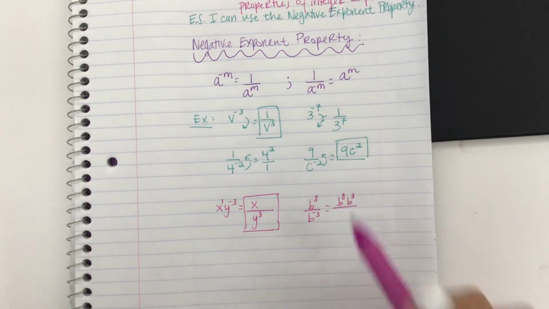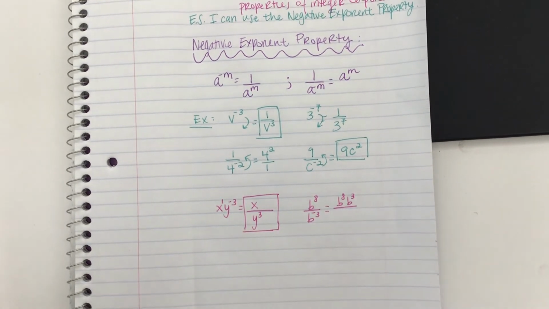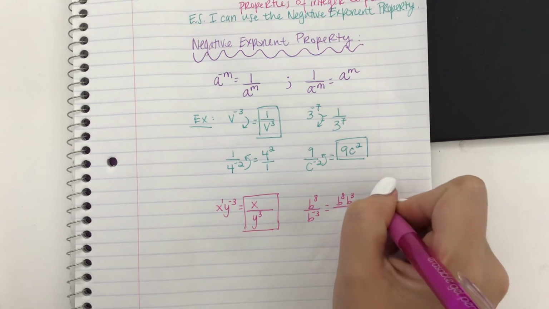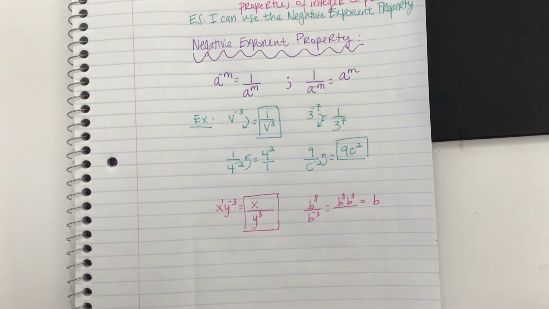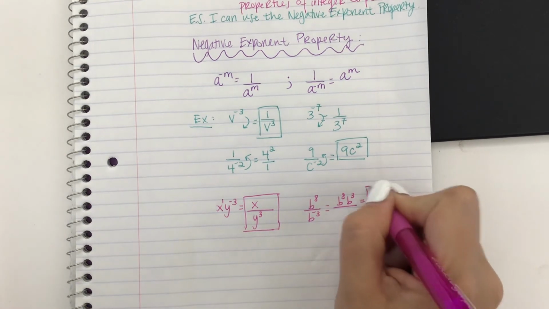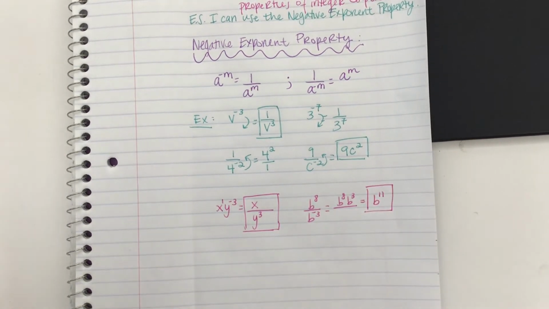Here we have b to the 8 times b to the 3. So to simplify that, that equals b to the 8 plus 3, which is 11. And that is our final answer. So remember, if you can keep simplifying it, then keep doing so. If you have different bases, like right here, you can't simplify further.